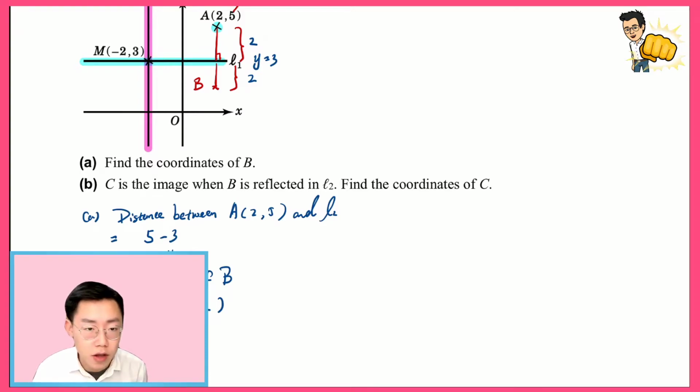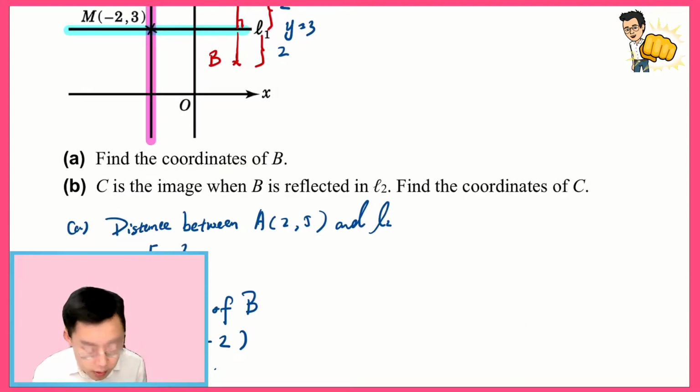Okay, everyone, so now it's time for part B. Let's see the questions of part B. C is the image when B is reflected in L2. So this type of question is a little bit similar to the questions of part A.